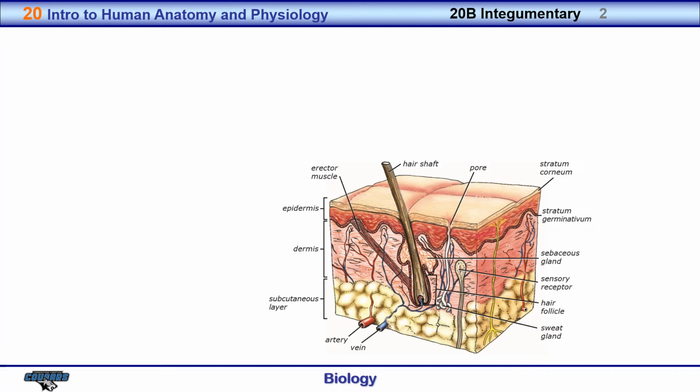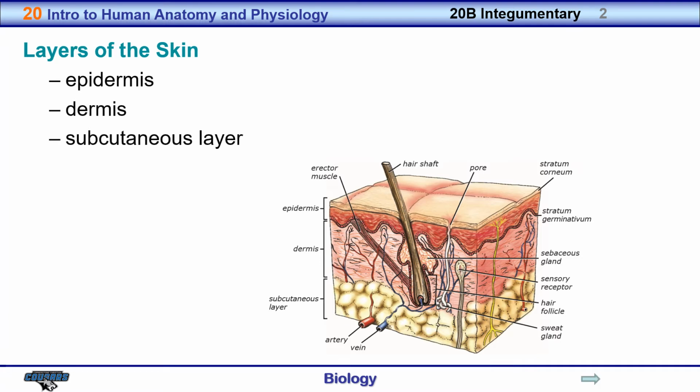So here's a diagram, a cross-section of the skin. And you can see that at the top we'll have the epidermis, which is thinner. Then right below that we'll have the dermis, and below that is the subcutaneous layer. So those are the 3 parts of the skin.